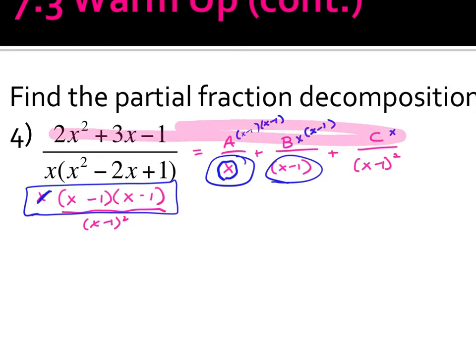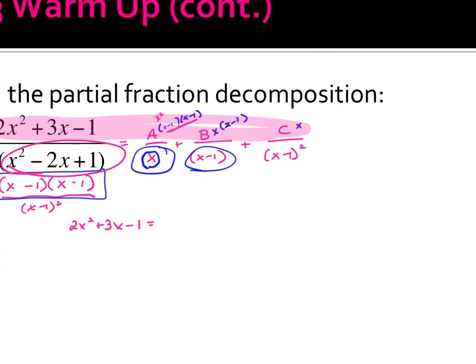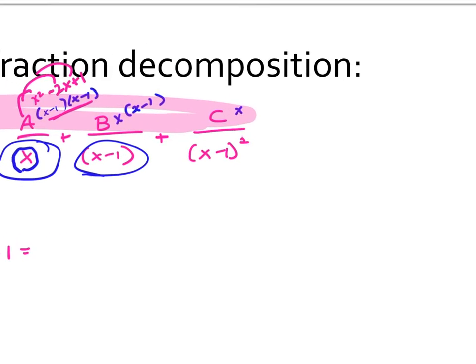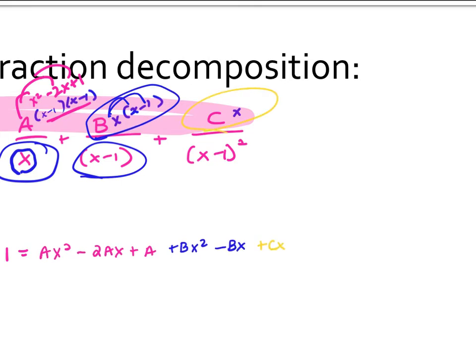All right, so now I'm going to set my numerators equal to each other. So 2x squared plus 3x minus 1 equals, this I can FOIL out, and I would get x squared, what we factored over here, minus 2x plus 1, and then distribute the a to all of it. So I get ax squared minus 2ax plus a. Then I go to b, bx times x would be bx squared minus bx. And then c is just cx.